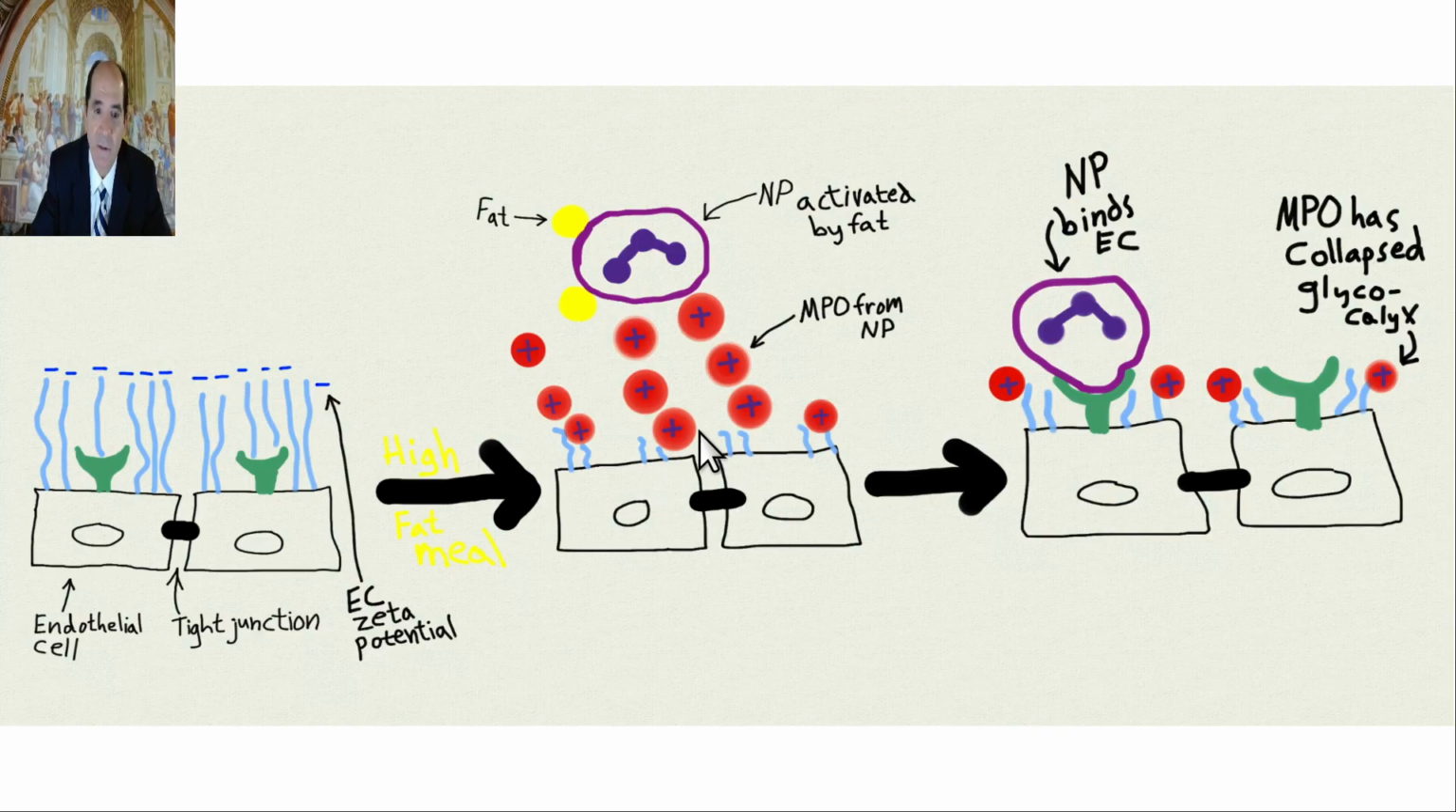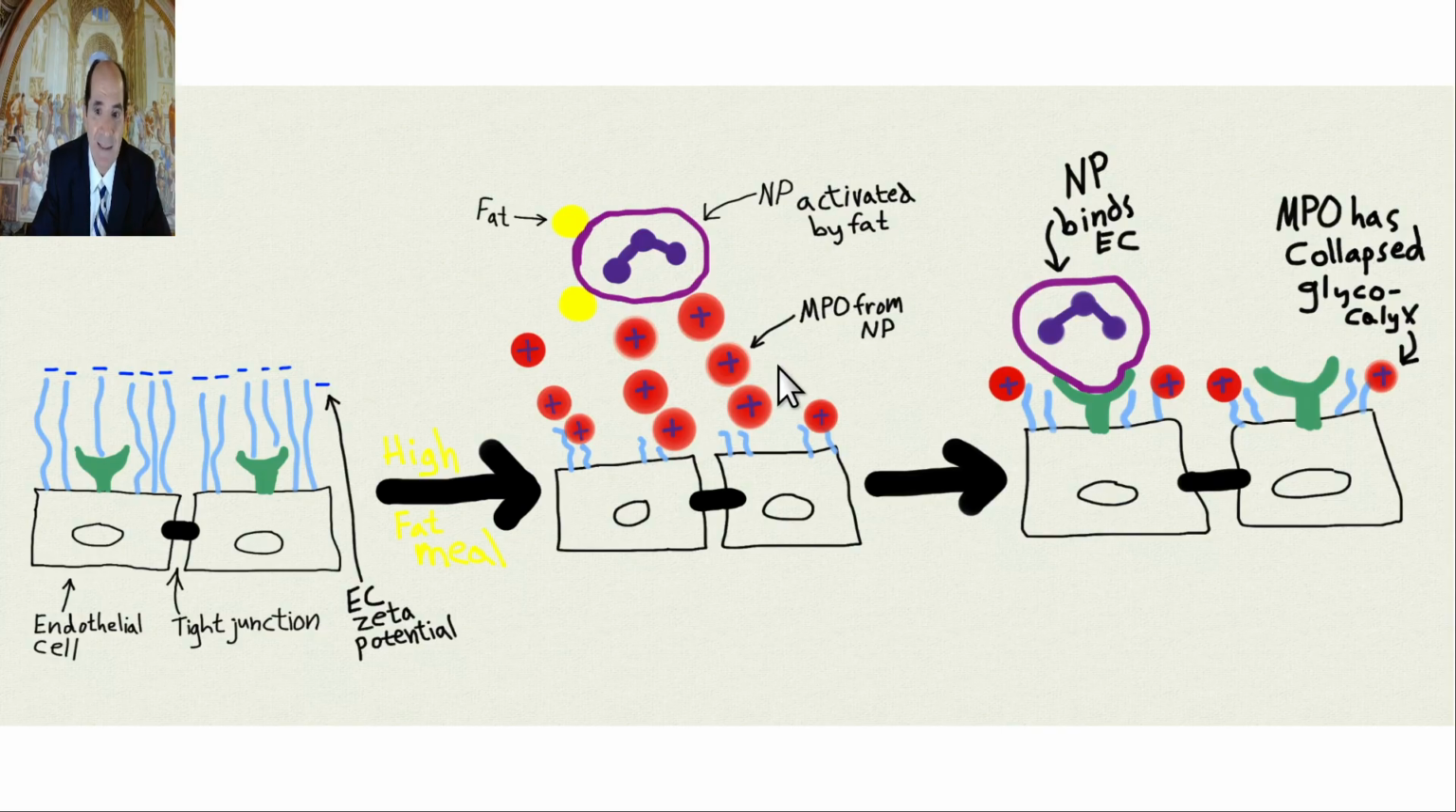When the glycocalyx collapses down, these green things here are adhesion molecules. They will become exposed. And when the adhesion molecule is exposed, now the neutrophil, NP is for neutrophil, can bind to it. So you don't want your white blood cells adhering to your endothelium. So that's another reason why you don't want to eat meals high in saturated fat.